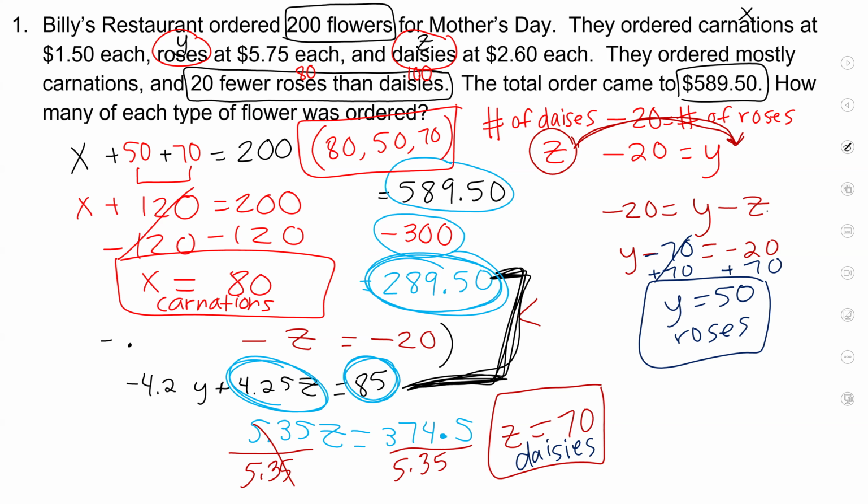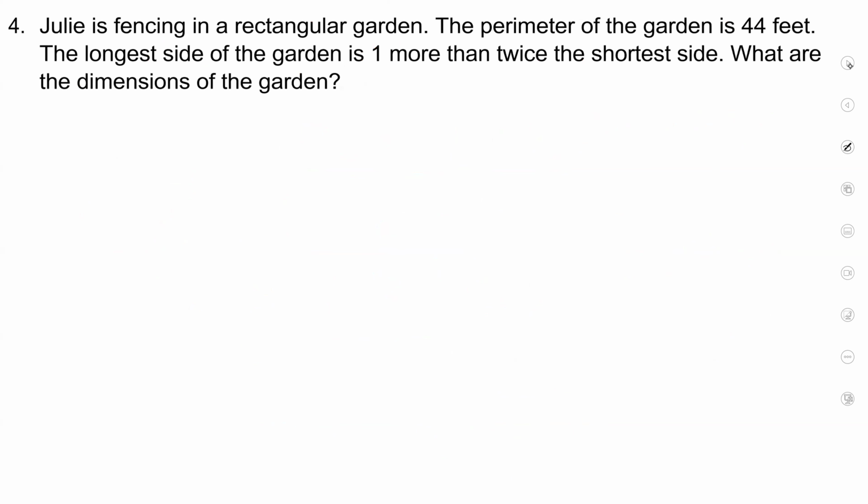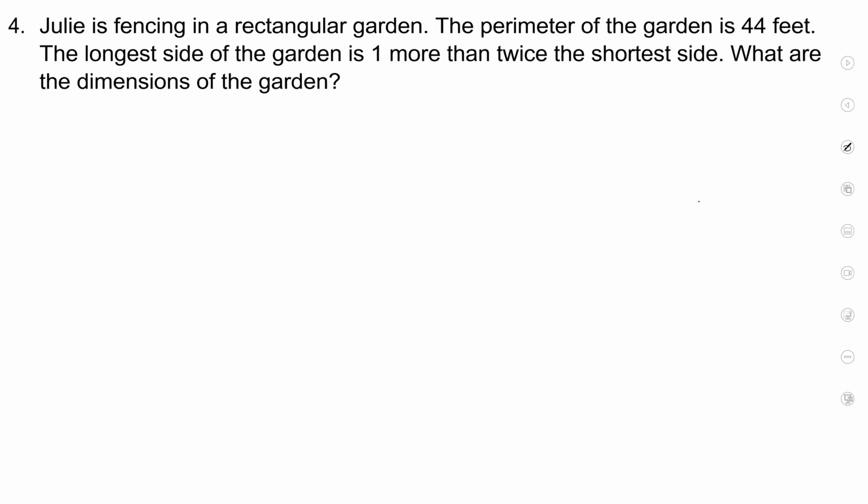All right, guys, flip to number 4. I'm just going to help you set it up. All right. So Julie is fencing in a rectangular garden. Guys, let's draw a rectangular garden. The perimeter of the garden is 44 feet. What does perimeter mean? All the sides added up, the outside? Perfect. So that means this side, and this side, this side, and this side. When you add them all up, you get 44. Can you guys write an equation for me then? I'm going to come around and check.